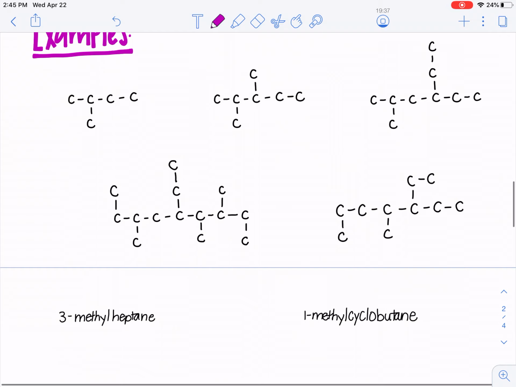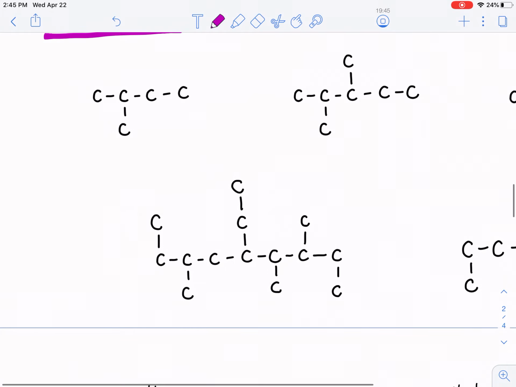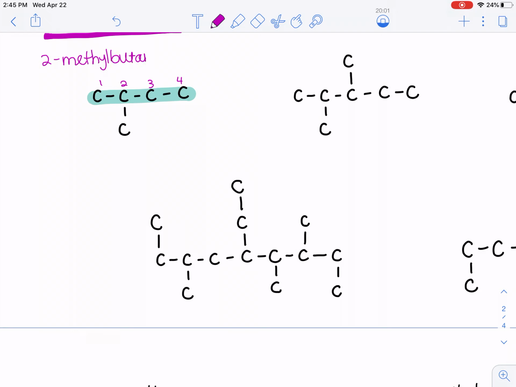Okay, more down here. Like I said, the best way to get good at this is to practice. So I am going to do more. So this is 2-methylbutane.